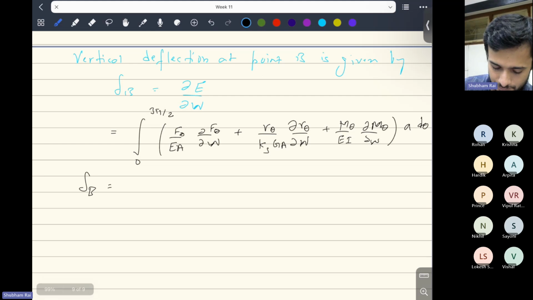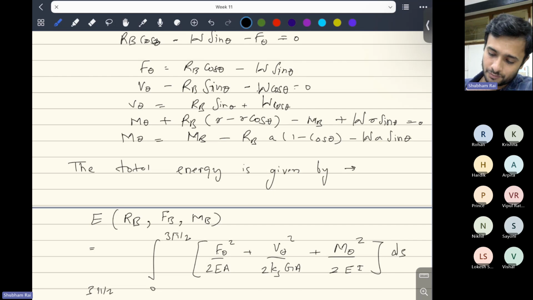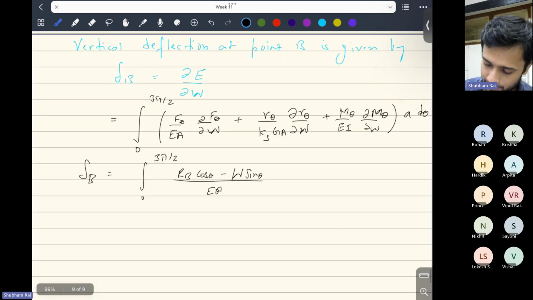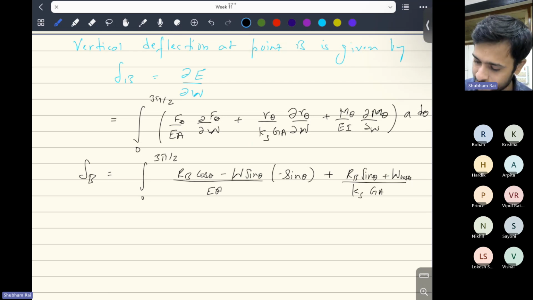So del B, you can just write that 0 to 3 pi by 2. F theta is RB cos theta minus W sin theta, and this is over EA, and del F theta by del W, if you see, F theta is this one, and del F theta by del W is minus of sin theta. So from here you can just put the value. That will be minus of sin theta, plus the second expression is V theta, so you have RB sin theta plus W cos theta over kappa S into G into A, and del V theta by del W is nothing but cos theta.